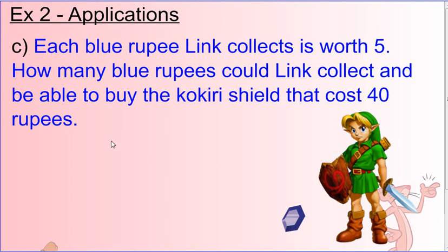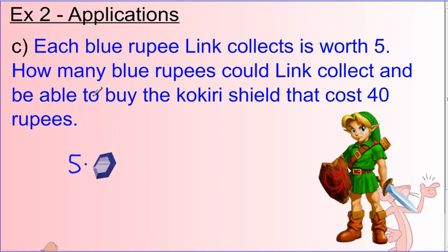So each blue rupee is worth 5. That means you're basically doing repeated addition: 5, 5, 5, 5, 5, 5. That's multiplication. So I'm going to take the rupees times 5. That's how much it's worth. So if I collected, for example, 3 of these, 3 times 5, I'd have 15 rupees. Okay, so the rupees times 5.